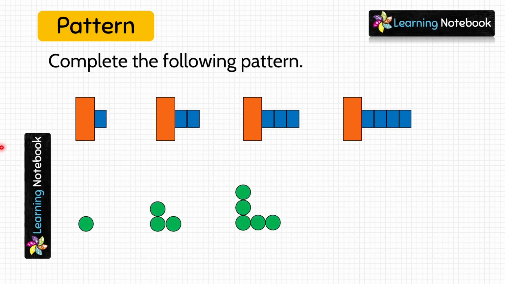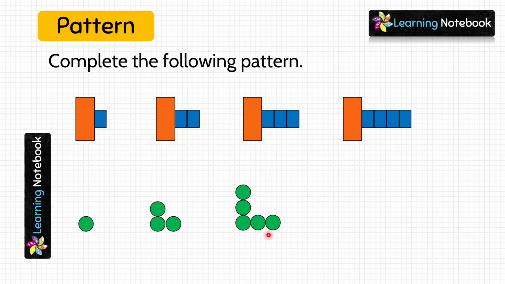Now, look at this second pattern. First, let's identify this pattern. Here, in the first figure, we have only 1 ball. Then, in second figure, there are 3 balls. And then, in this third figure, there are 5 balls arranged in the shape of alphabet L.